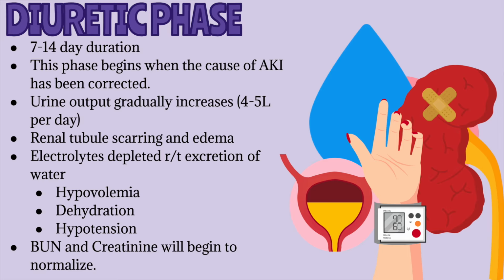The patient in the diuretic phase can excrete up to 4 to 5 liters of urine a day because the kidneys are excreting all of the retained fluid from the onset and Oliguric phases. This is why this phase is called the diuretic phase, because the patient is frequently diuresing.